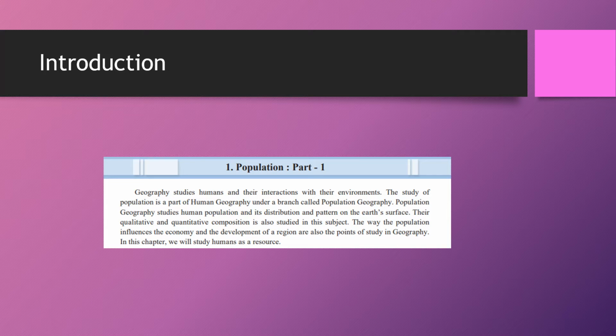So in this chapter we will study human as a resource. So what is a resource? A resource is any idea or object which can be utilized further. So humans are an idea or an object which can be utilized for the development of the country, and are called a resource.